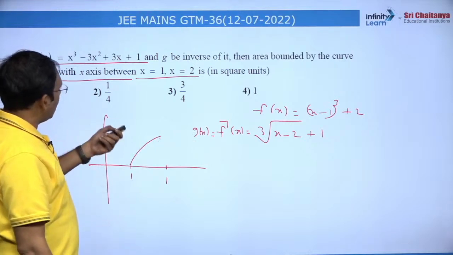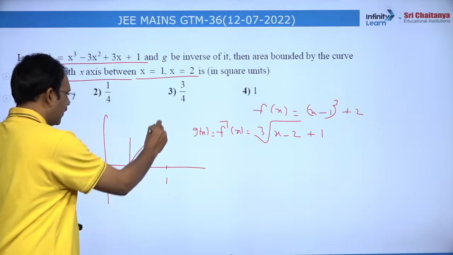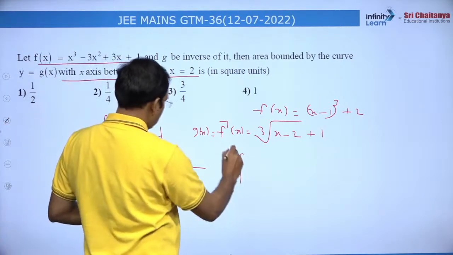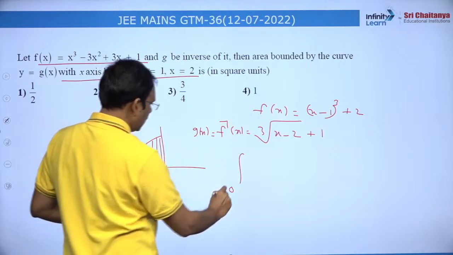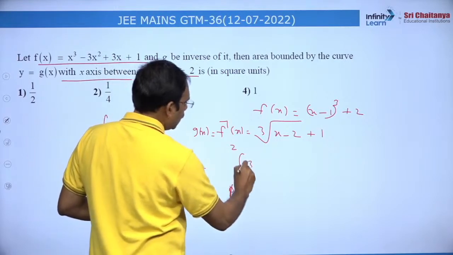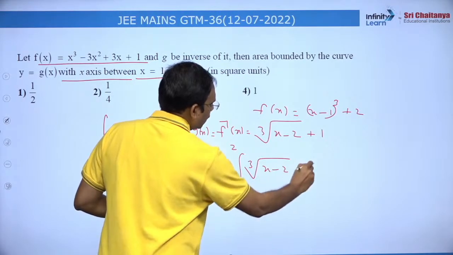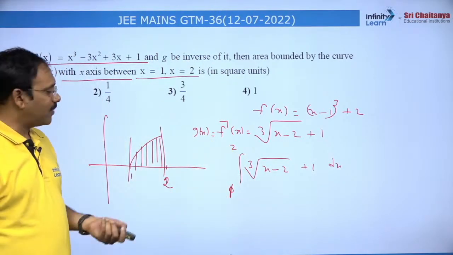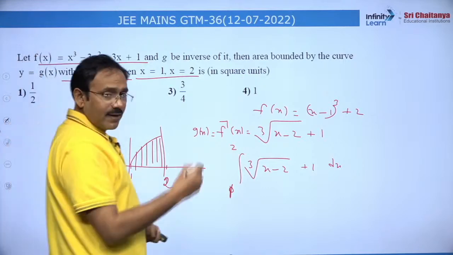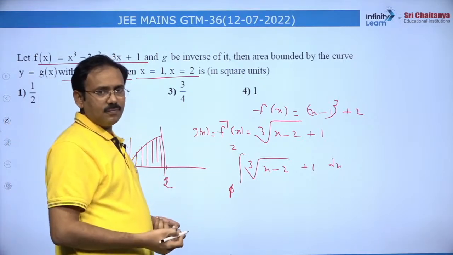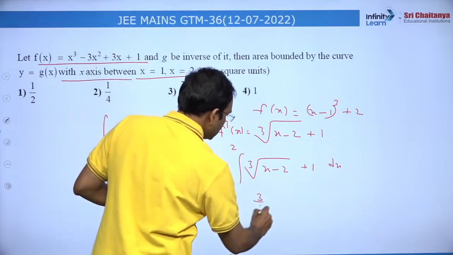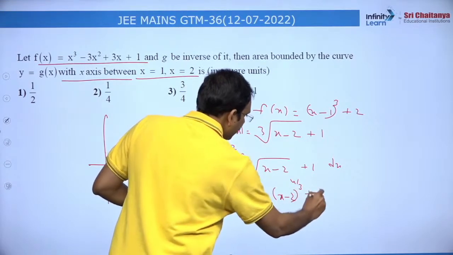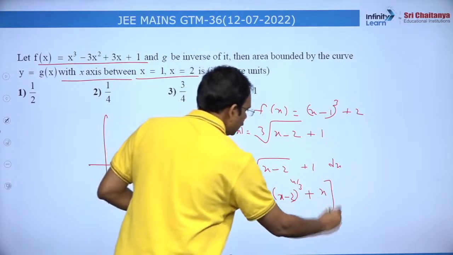Now you want the area of this with x axis between x is equal to 1 and x is equal to 2. This area you can find like integral 1 to 2 cube root of x minus 2 plus 1 dx. You can find the integral even, right? So x minus 2 power 1 by 3 becomes 3 by 4 into x minus 2 power 4 by 3, plus x, between the limits 1 to 2.